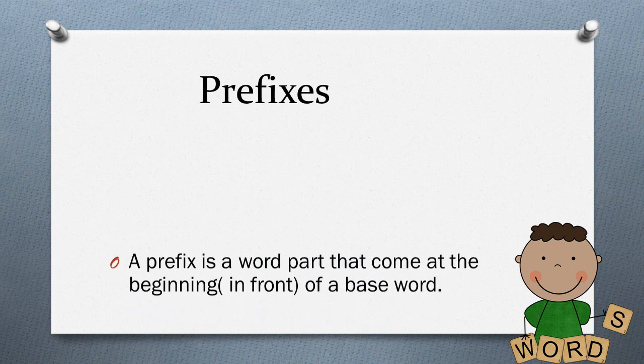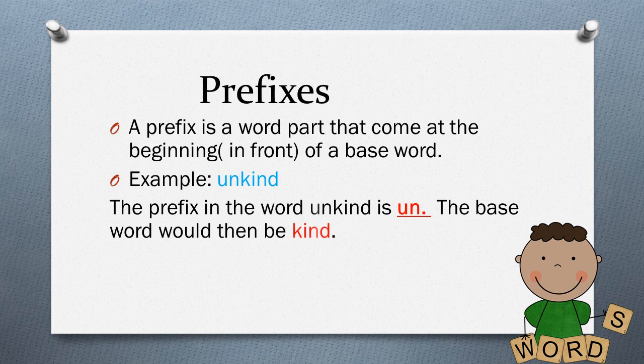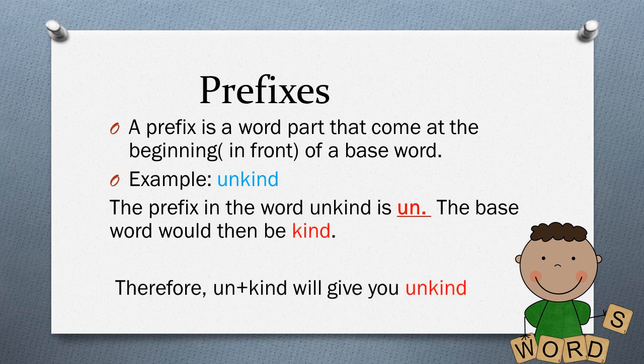Prefixes. A prefix is a word part that comes at the beginning or in front of a base word. Example, unkind. The prefix in the word unkind is un. The base word would then be kind. Therefore, un plus kind will give you unkind.